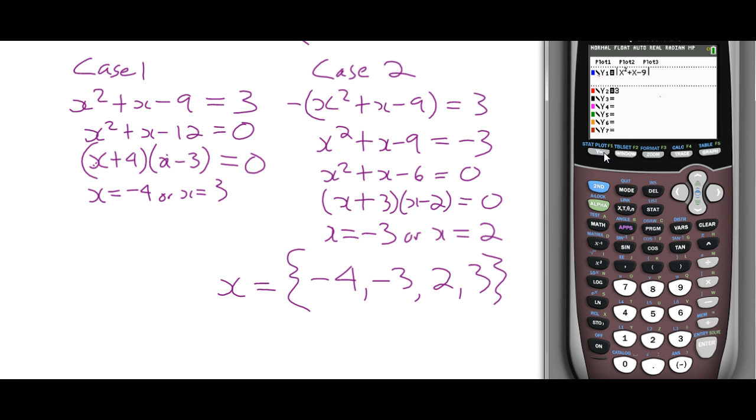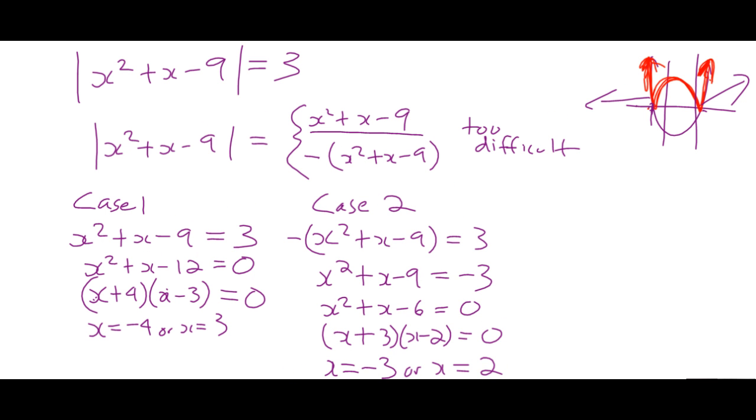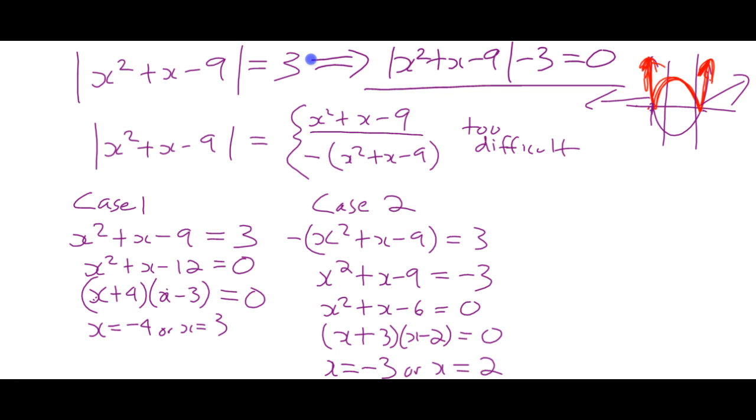One other way you could have solved this graphically. And that is you could take this, so instead of looking for where this is equal to 3, you can subtract 3 from both sides, and then you're looking for the zeros, right? So just rearrange the equation so it becomes the absolute value of x squared plus x minus 9 minus 3 is equal to 0.